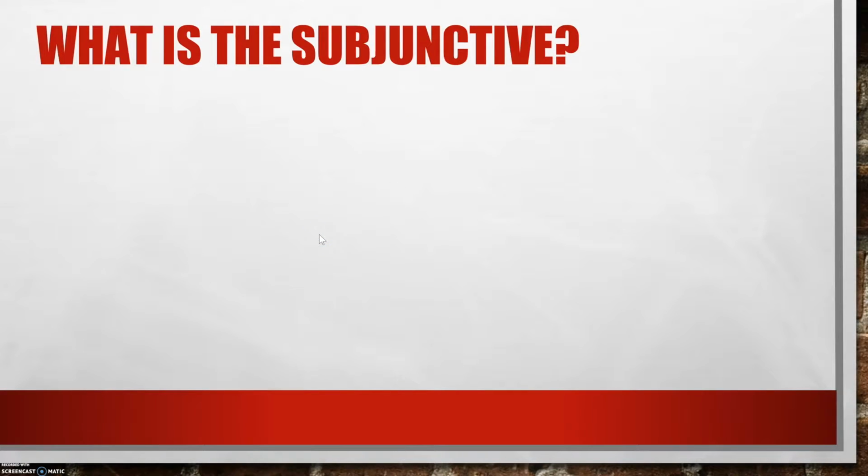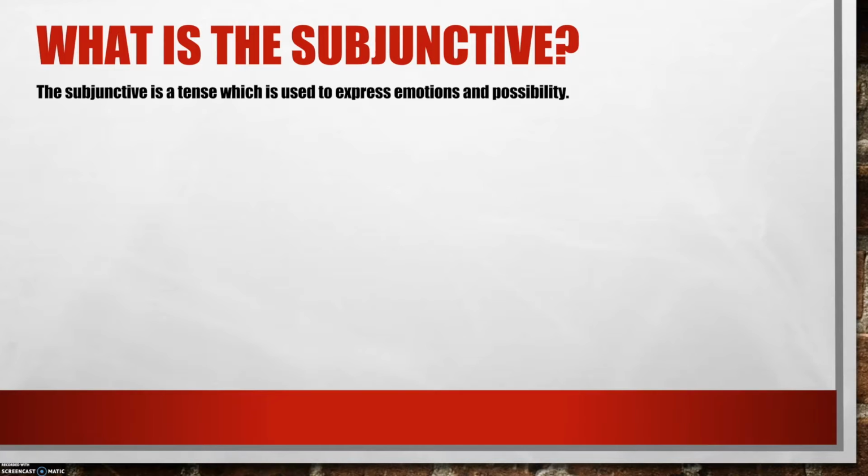So some of you might be wondering, what is the subjunctive? The subjunctive is a tense which is used to express emotions and possibility. Whilst the past tense and future tense and the near future tense are usually used just to state events that just happened, the subjunctive tense is what you use to express your emotions. So if you've just experienced an emotional event and you want to convey how emotional you feel, the subjunctive is a great way of doing that.